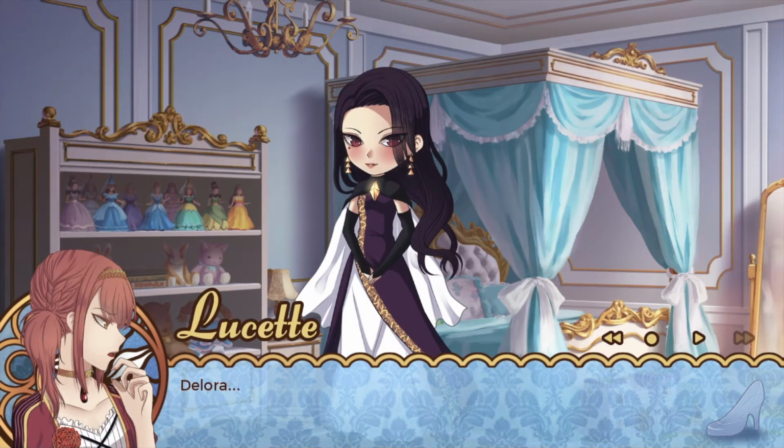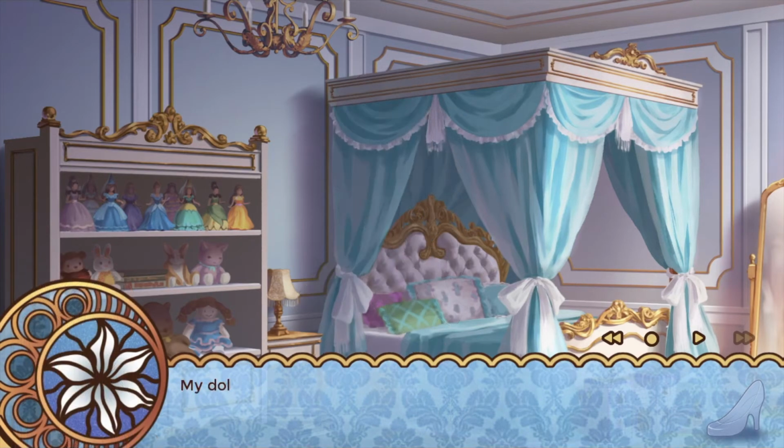Delora, what is that? Do you think witches are capable of bringing back the dead? I wish you could talk to me, you and the others. My dolls are my only friends. They are the only ones I can trust. Unlike humans, they will never betray me. They will never hurt me. They will always be there for me.